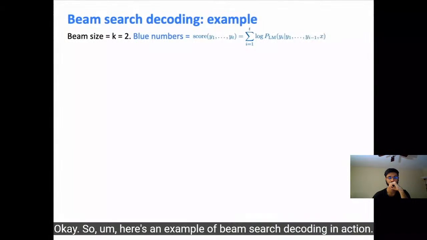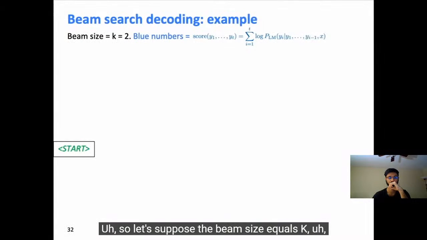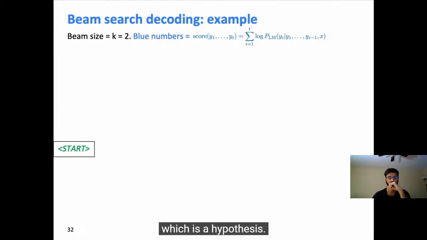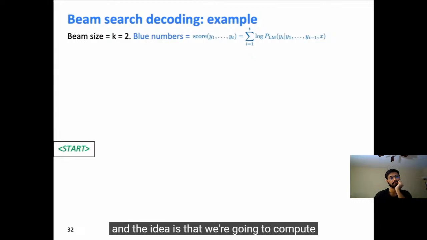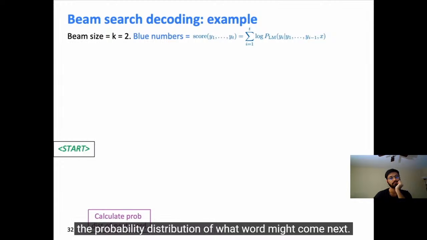Okay, so here's an example of beam search decoding in action. Let's suppose that beam size k equals 2. As a reminder, this is the score that you apply to a partial hypothesis, a partial translation. So we start off with our starting token, and the idea is that we're going to compute the probability distribution of what word might come next.